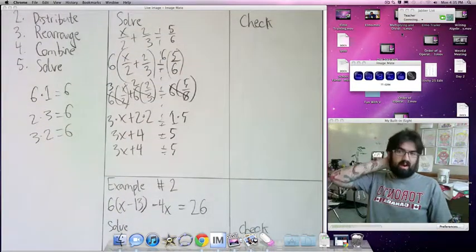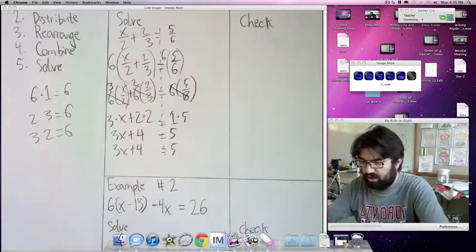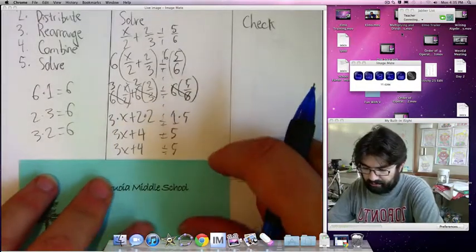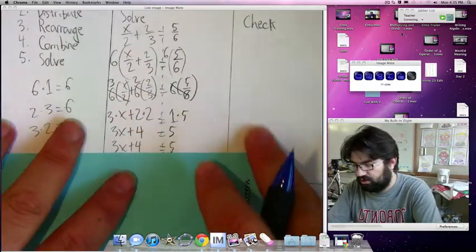Looks like we might run out of space. In fact, I think we are. So on your paper, if you could, just go a little lower than me. Just put this like that. There we go. Creative solutions, right?